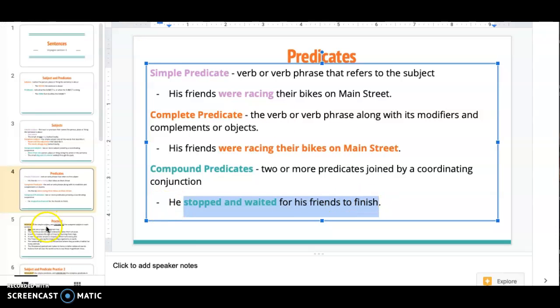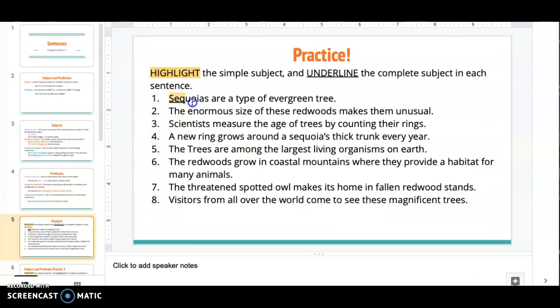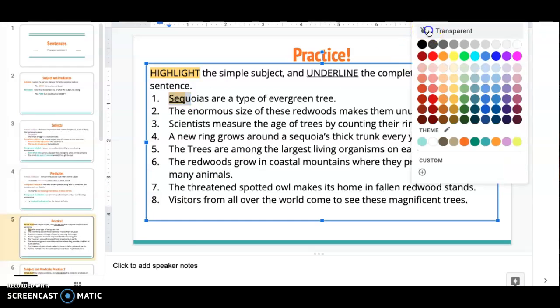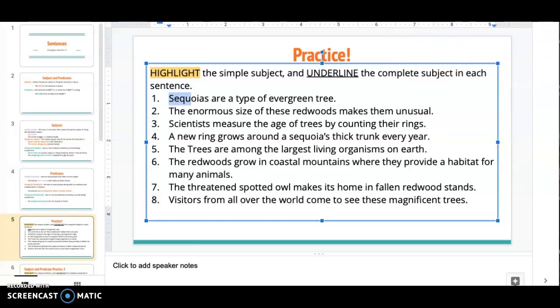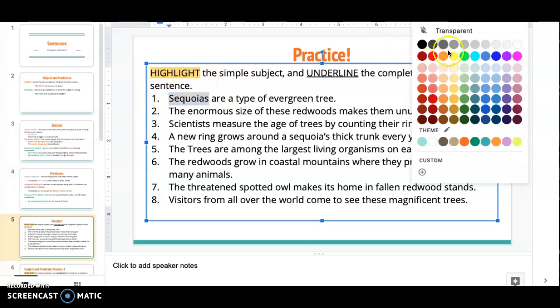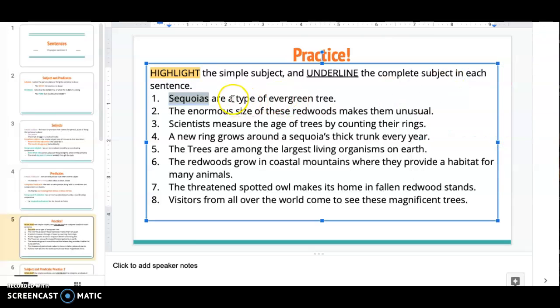Okay, so now we're going to look at the practice a little bit together so we can go through an example. Highlight the simple subject and underline the complete subject. Sequoias are a type of evergreen tree. So here we're talking about the sequoias, and I'm going to highlight that because that's the simple subject, right? That's what we're talking about. It turns out, though, that there are no modifiers. It's not telling me the tall sequoias, the large sequoias, anything like that. So really, sequoias is the simple subject and the complete subject.